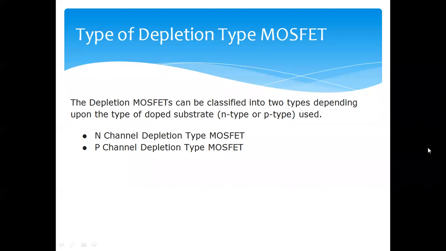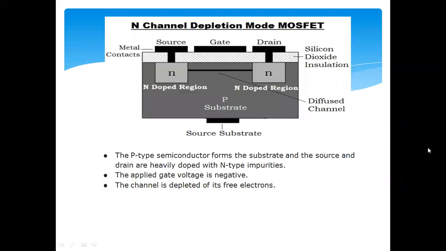Okay, so in today's lecture we are going to cover N channel depletion type MOSFET and P channel depletion type MOSFET. So you can see the diagram on the screen. It is showing the N channel depletion mode MOSFET, or you can say N channel depletion type MOSFET.